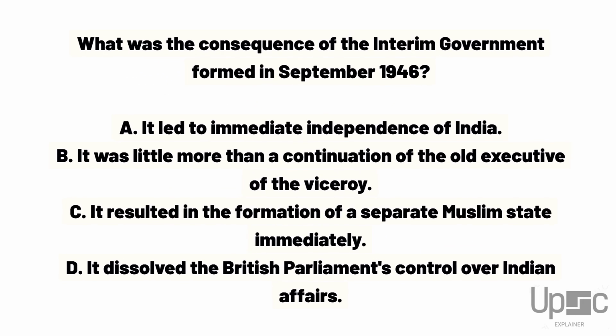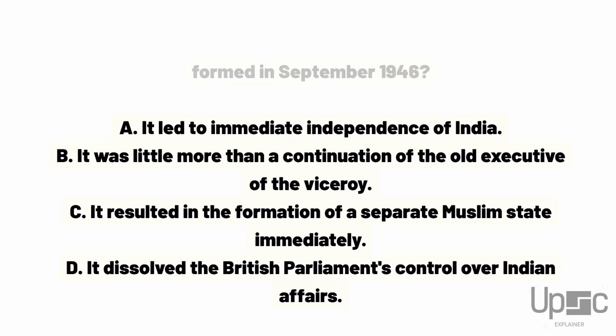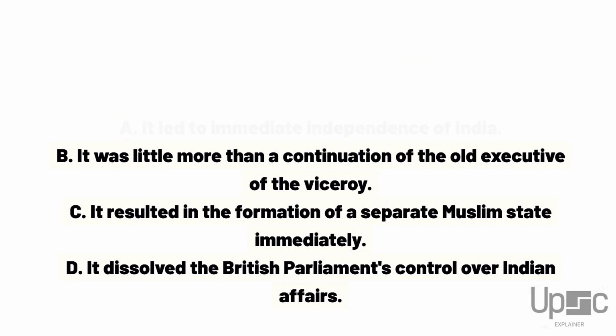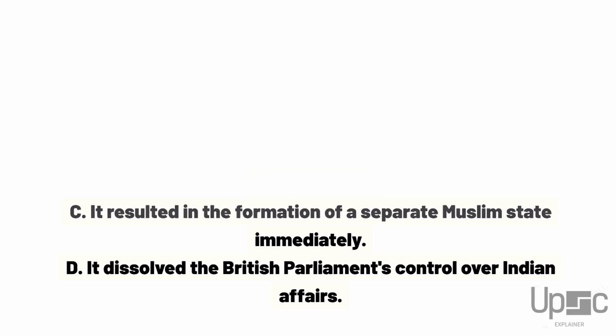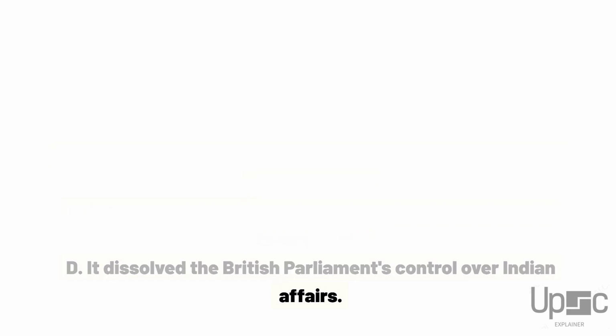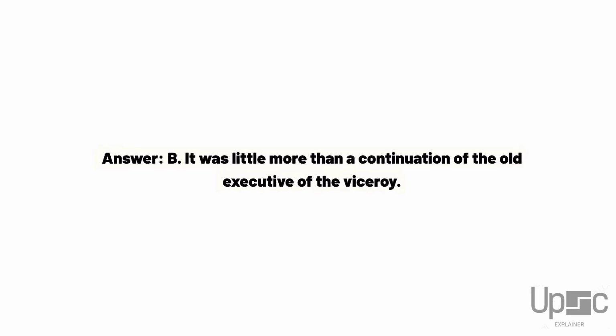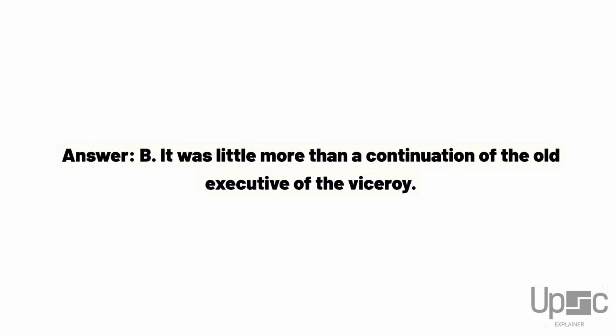What was the consequence of the interim government formed in September 1946? A. It led to immediate independence of India. B. It was little more than a continuation of the old executive of the Viceroy. C. It resulted in the formation of a separate Muslim state immediately. D. It dissolved the British Parliament's control over Indian affairs. Answer: B. It was little more than a continuation of the old executive of the Viceroy.